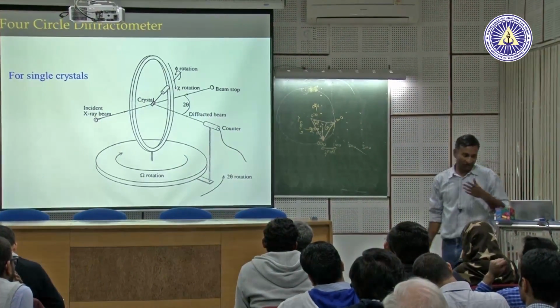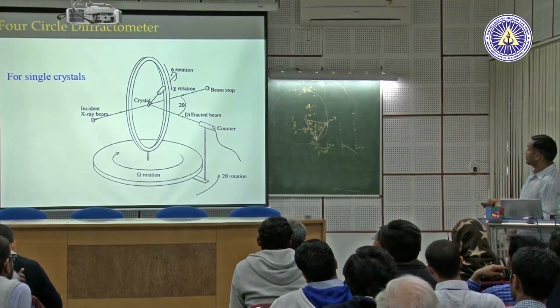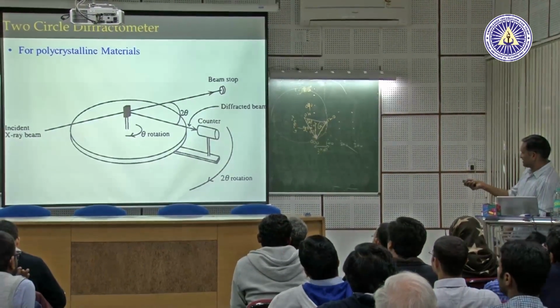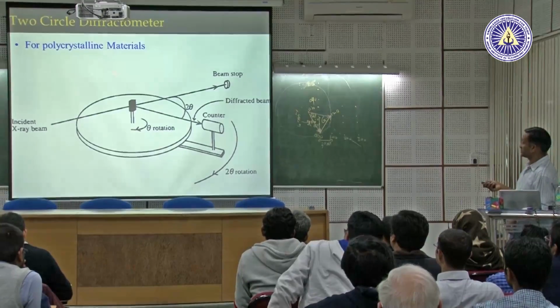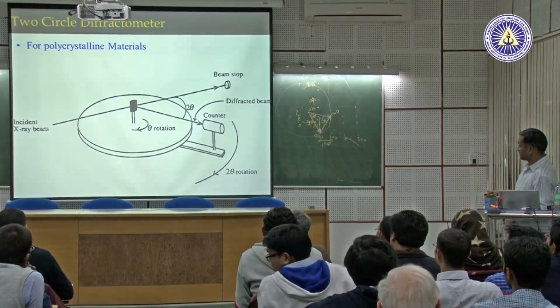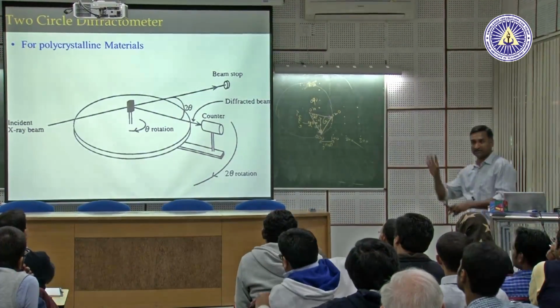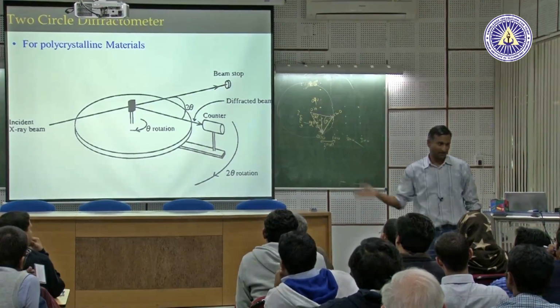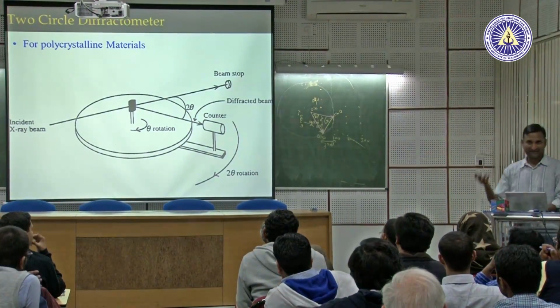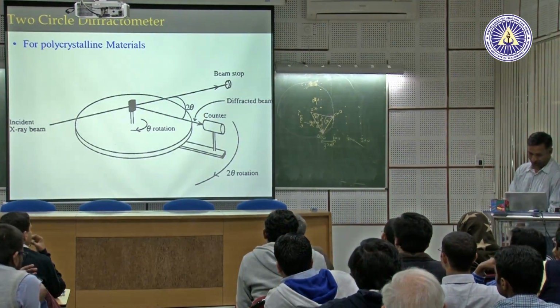So this is the typical geometry that you use for polycrystalline material, which is a 2-circle diffractometer. In this case, you just need to rotate the detector with respect to the beam, and you can also rotate the sample. So only 2 circles are needed.